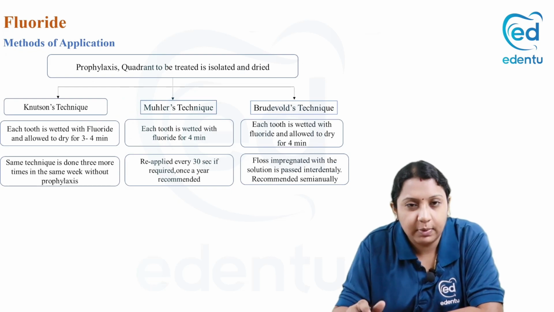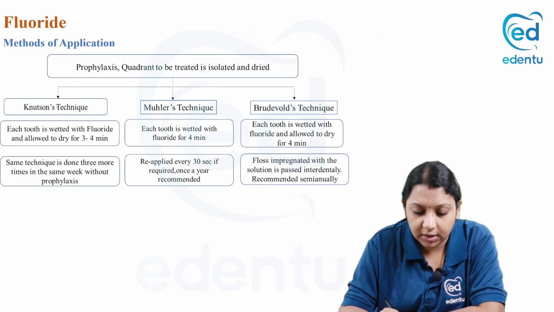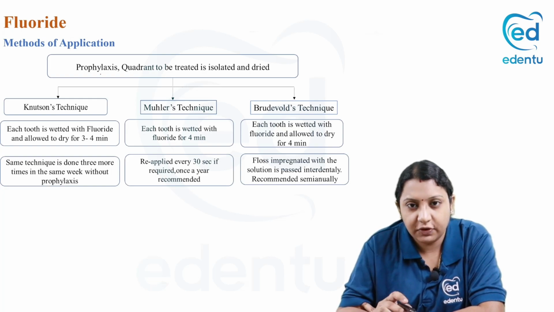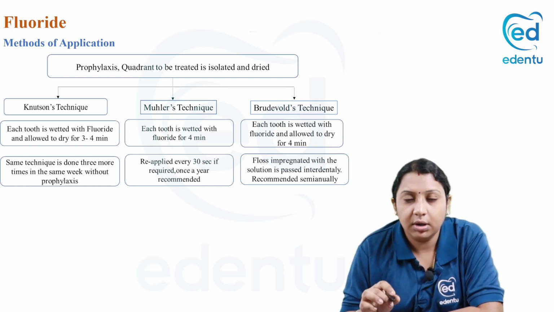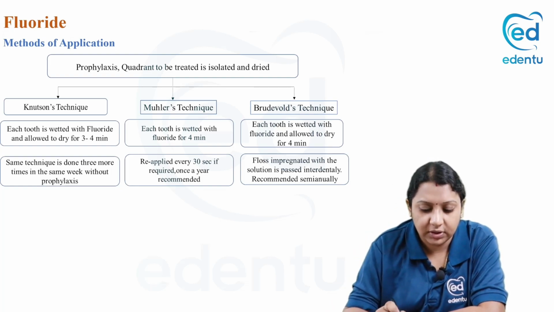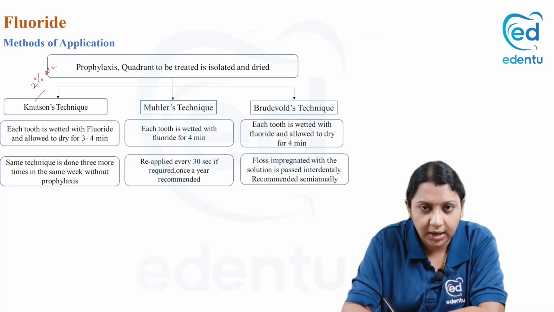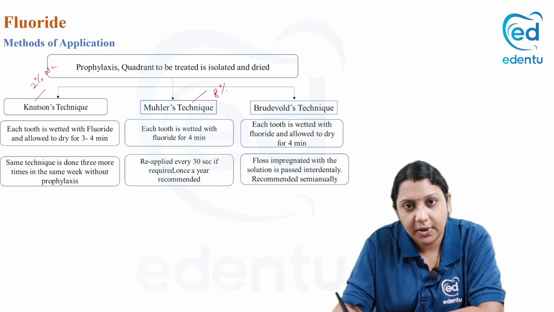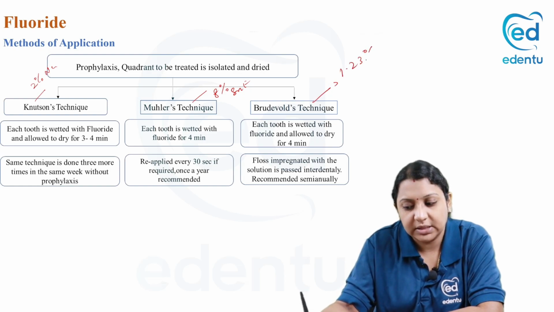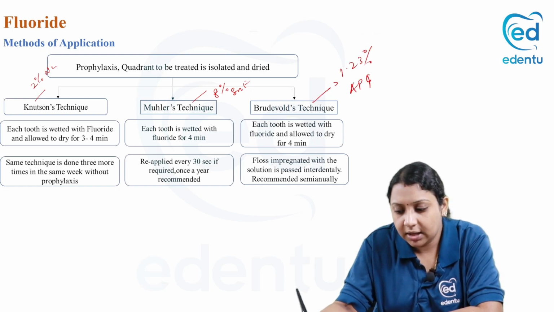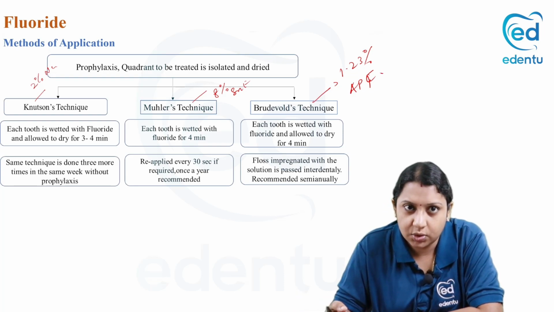So we have a small table regarding the method of application of different types of fluoride, where we have different techniques also. First, the patient has to undergo a thorough oral prophylaxis, and the quadrant has to be isolated before going on with the application. So the Knudsen technique is for 2% sodium fluoride. Then Muller's technique is for 8% stannous fluoride, and Brudevold's technique is for 1.23% APF gel. Either it can be gel or it can be a liquid.